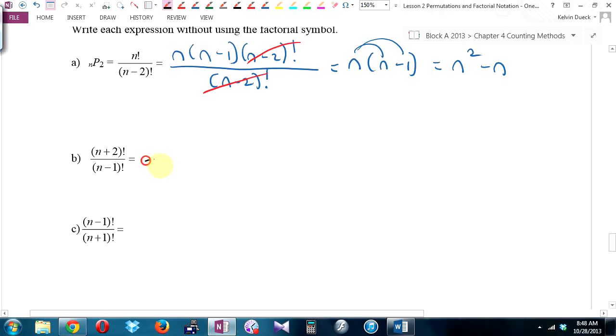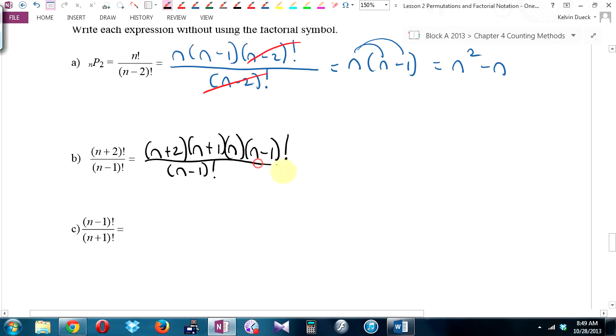So I'm going to rewrite what's on the bottom. If I started to expand that, it's going to be the top times 1 less times 1 less times 1 less. So the first term is going to be, what's 1 less than n plus 2? n plus 1. What's 1 less than that? Just n. What's 1 less than n? n minus 1.